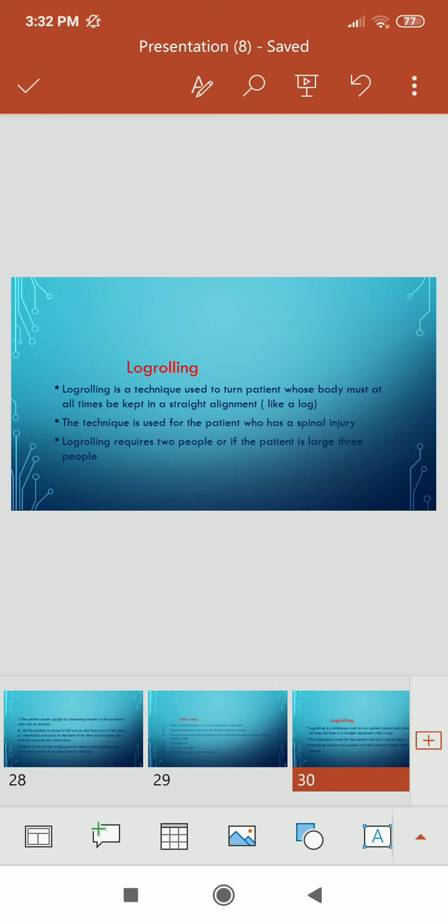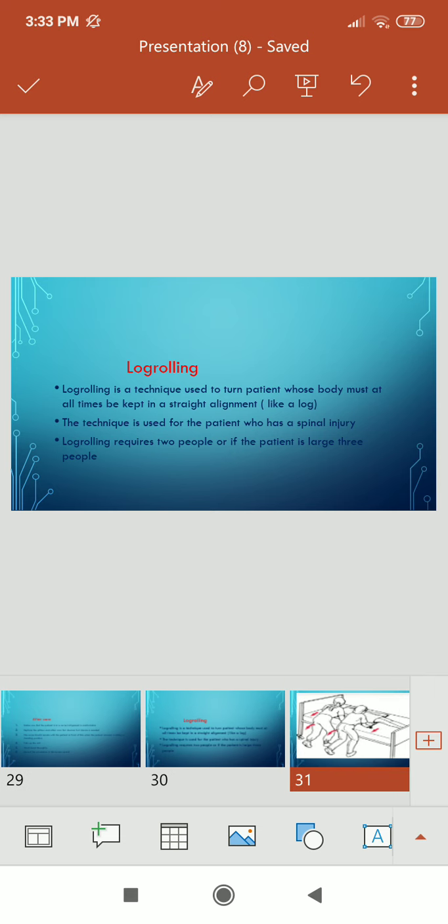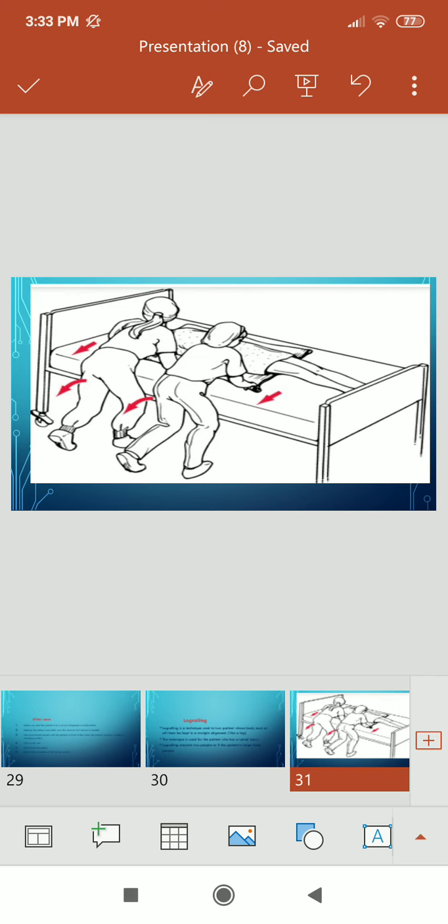Log rolling. Log rolling is a technique used to turn a patient whose body must at all times be kept in a straight alignment like a log. The technique is used for the patient who has a spinal injury. Log rolling requires two people, or if the patient is large, three people. Log rolling figure.